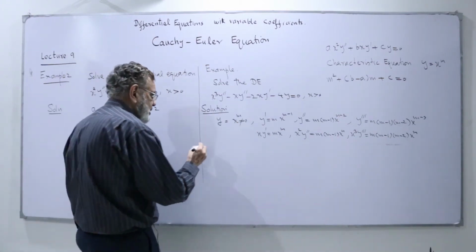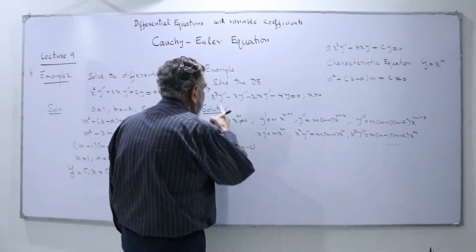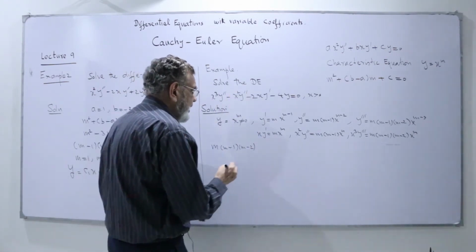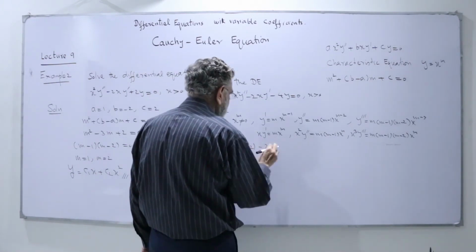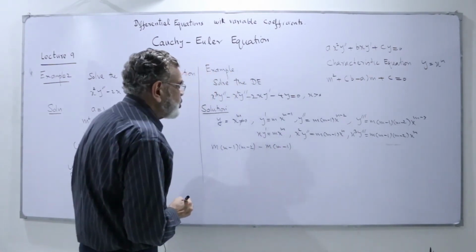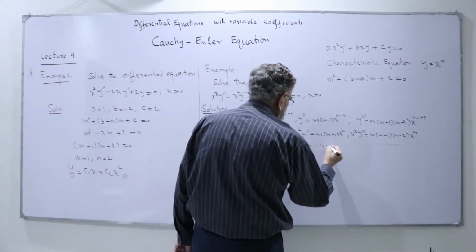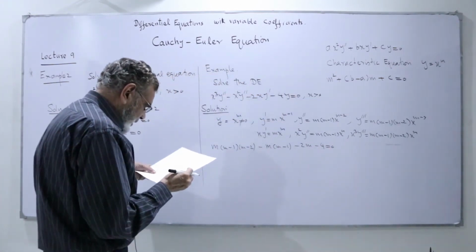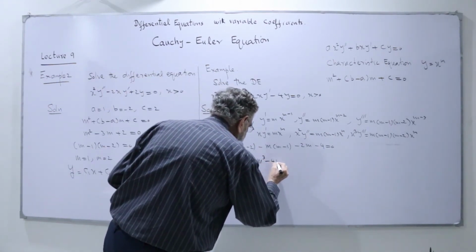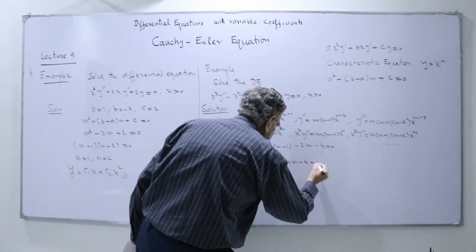I get the characteristic equation as m(m − 1)(m − 2), then minus x² y'', so minus m(m − 1). Then we have minus 2x y', so minus 2m, and then minus 4 equal to 0. When I simplify this one, I'll get the equation m³ − 4m² + m − 4 = 0.